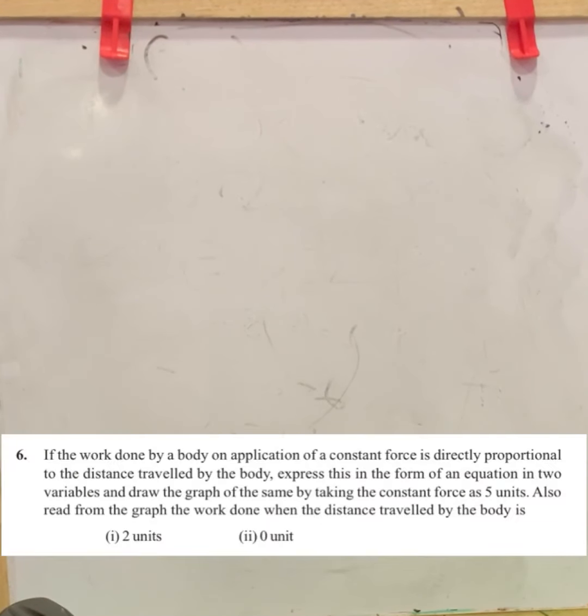Next, if the work done by a body on application of a constant force is directly proportional to distance travelled by the body, express this in the form of an equation in two variables and draw the graph of the same by taking constant force as 5 units. Also read from the graph the work done when the distance travelled by the body is 2 units and 0 units. Here in the question it is given, it is directly proportional, that is distance travelled by the body and force applied by the body is directly proportional.